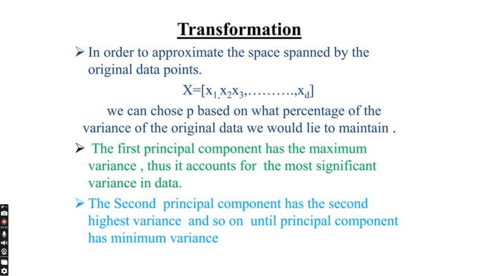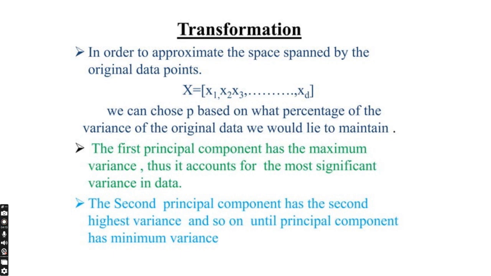Good. Then transformation. What is the transformation technique? In order to approximate the space spanned by the original dataset, for example, original dataset X equal to x_i, i equal to 1 to n, we can choose p based on what percentage of variance of the original data we would like to maintain. We have to choose the second dimension p based on what percentage of variance of the original data we would like to maintain.